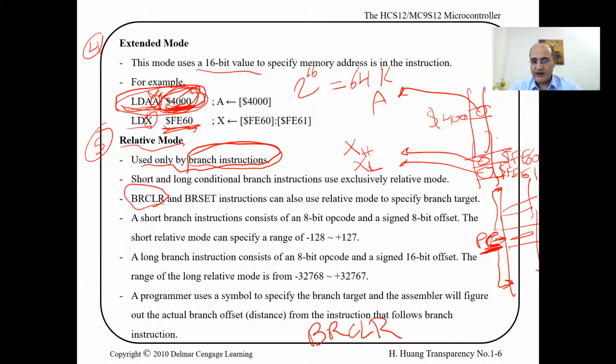You check the flag. If it's clear, you branch. If it's not, you don't branch. While this one, you branch if it's set, or not branch if it's not set. So you say branch. Of course, the branch is in a memory location pointed to.